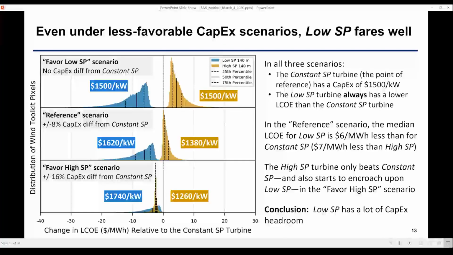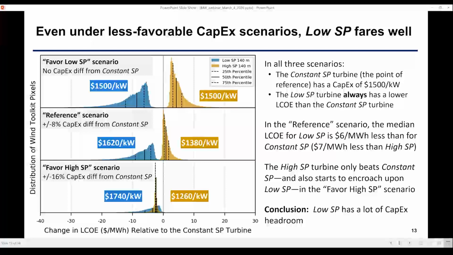When we focus down on the reference scenario results, you can actually see that the low SP results are still, in virtually all cases, lower in cost than the constant SP and the high SP turbines on an LCOE basis. But you do see a little bit of narrowing in terms of the cost difference between the high SP turbine and the constant SP turbine.